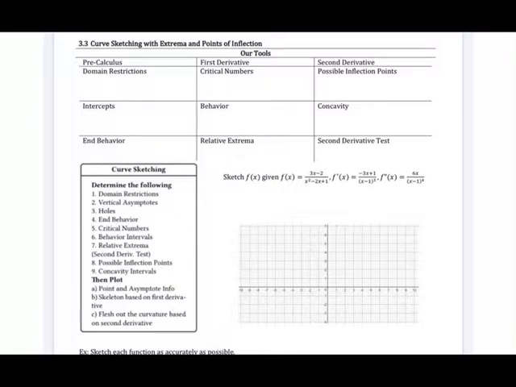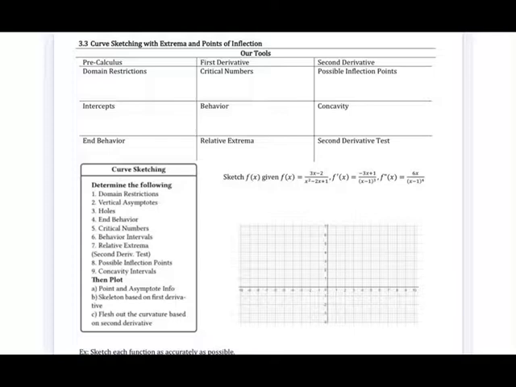In 3.3, we're going to combine a lot of what we have learned about calculus, and a lot that we learned in pre-calculus, all together to really focus on how to accurately sketch the curve of a function using things like extrema, points of inflection, concavity, all of those things sort of tying together. So we're going to start each of these problems by analyzing things the way we did in pre-calc.